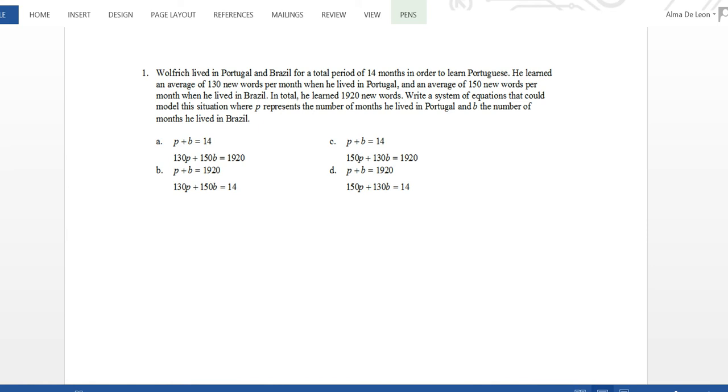In total, he learned 1,920 new words. Write a system of equations that could model the situation where P represents the number of months he lived in Portugal and B the number of months he lived in Brazil.